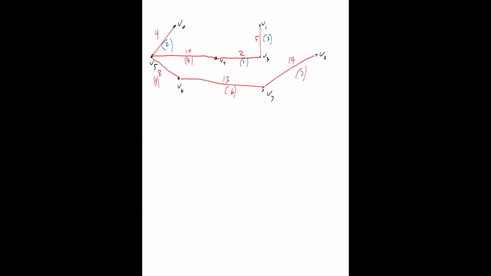V3 to V4 first, and then V0 to V5. So we did V3 to V4 first. So put that set first. Then we did V0 to V5. So put that set second. And then we did V1 to V3.